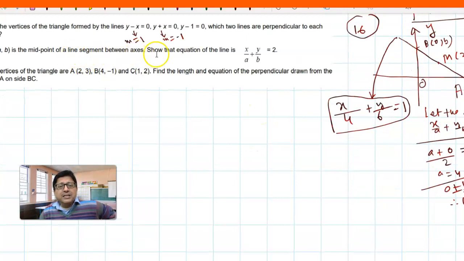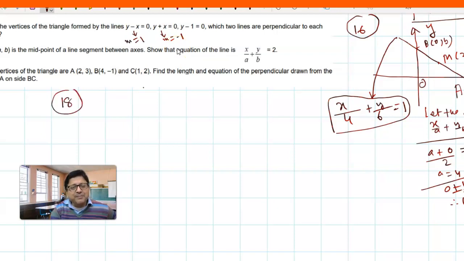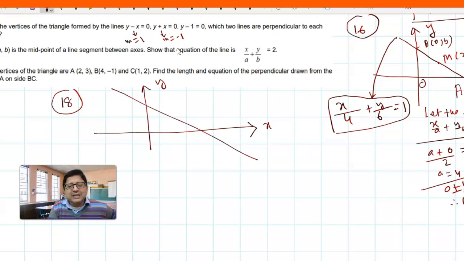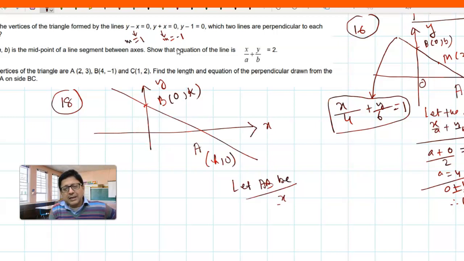AB is the midpoint of the line segment between two axes, so for the equation here, this question is a little bit confusing for you. I will say confusing because normally we take the equation of a line in the form x by a plus y by b equal to 1, but they have given that a, b is the midpoint. So you change your strategy: you take this point as h, 0 and this point as 0, k. So the equation AB, let AB be x by h plus y by k equal to 1.